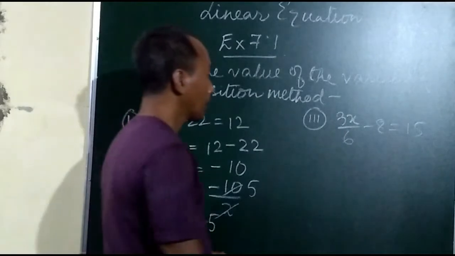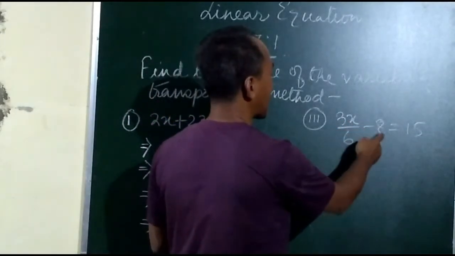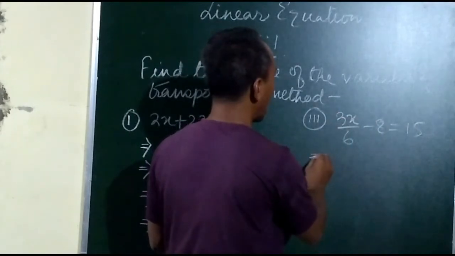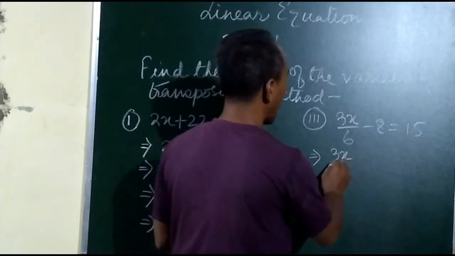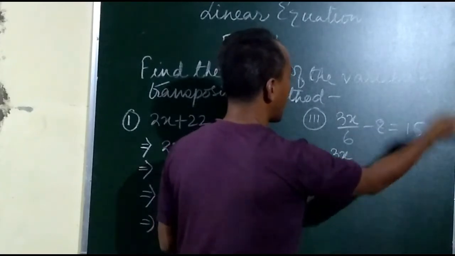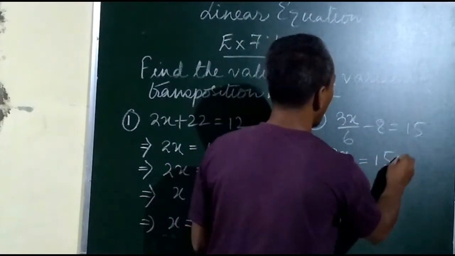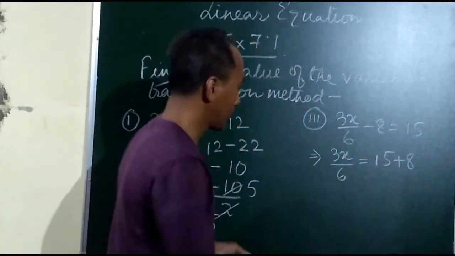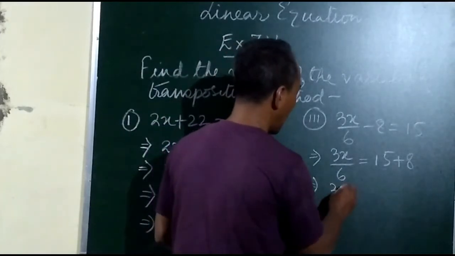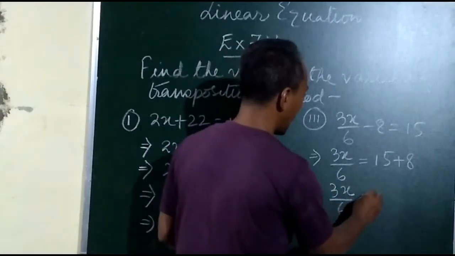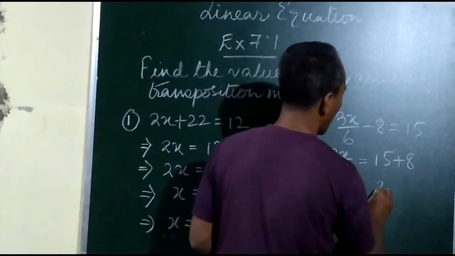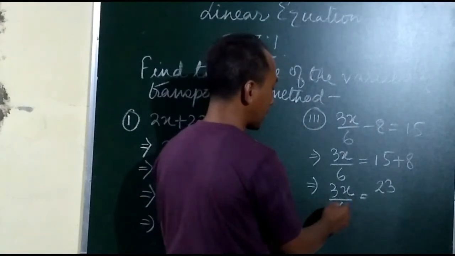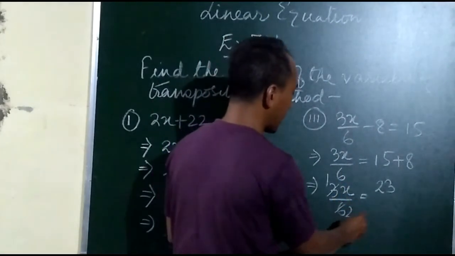Now here 3x by 6 minus 8 equals 15. So here we see that the constant term is minus. When we take it to the other side, it is 15 plus 8. Minus changes into plus. So here 3x by 6 is 15 plus 8, which is 23. So here we see that 3 and 6 can be cancelled. 3 1s are 3, 3 2s are 6.